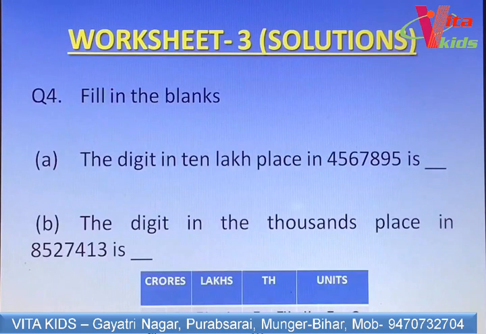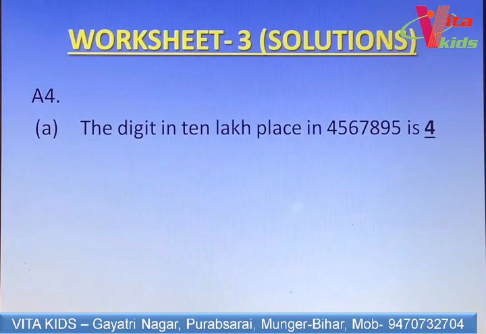Question 4. Fill in the blanks. The digits in the 10 lakh place in 4567895. Here I have attached the place value table. In ones place we have 5, in tens place we have 9, hundreds place we have 8, in thousands place we have 7, in 10,000s place we have 6, in lakhs place we have 5 and in 10 lakhs place we have 4. So we need to answer for 10 lakhs. So our answer is going to be 4. The digit in the 10 lakh place in this number is 4.